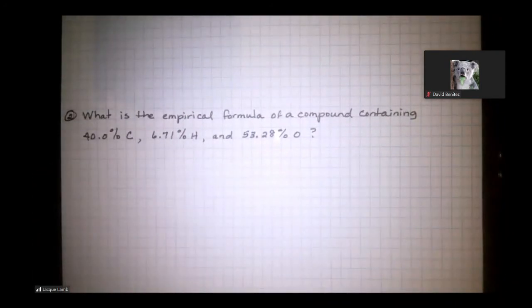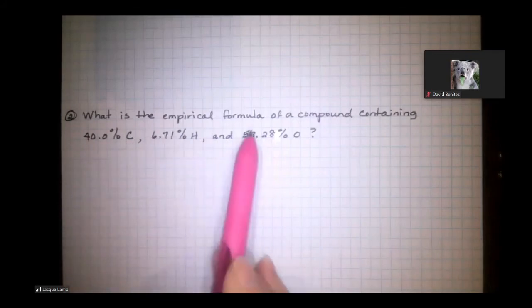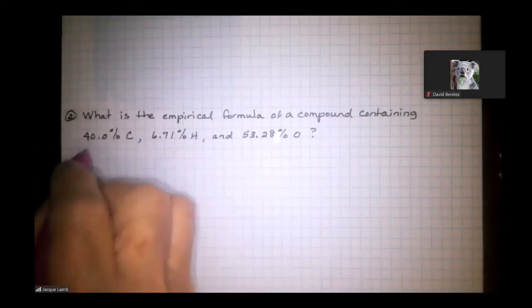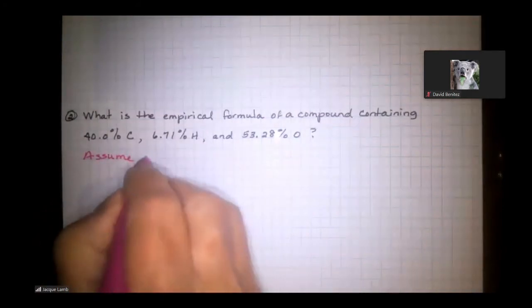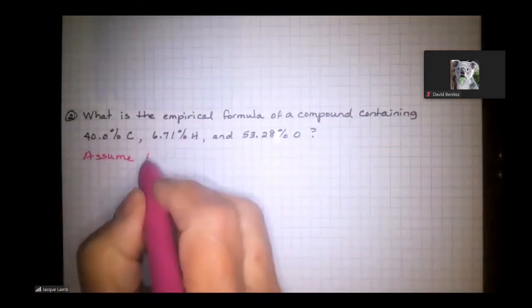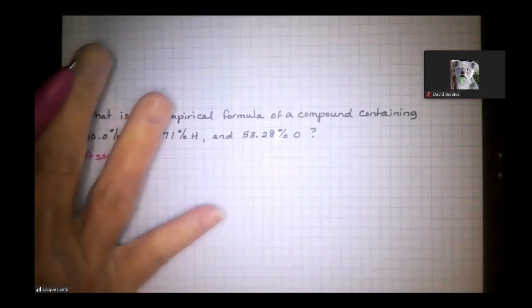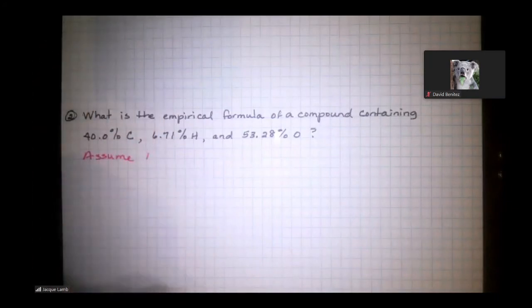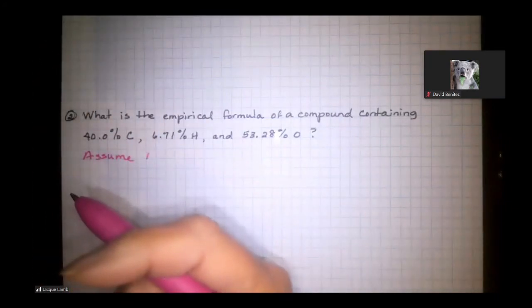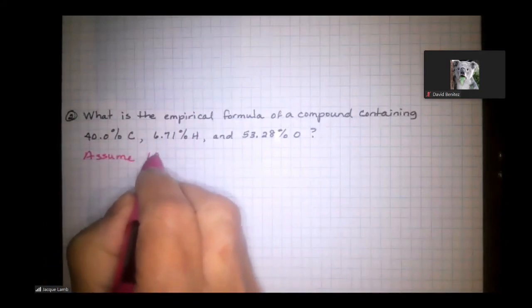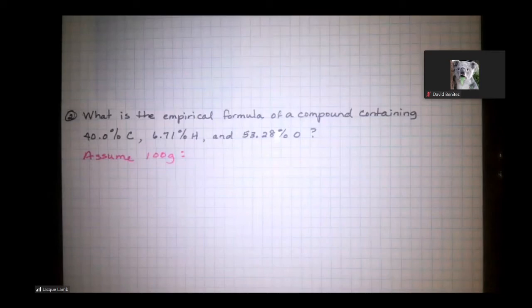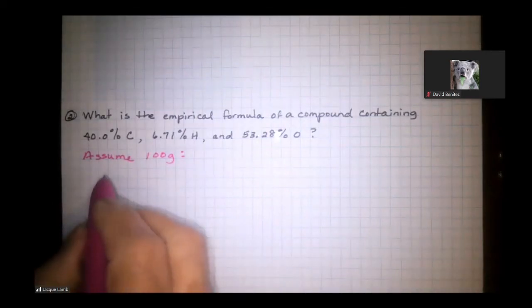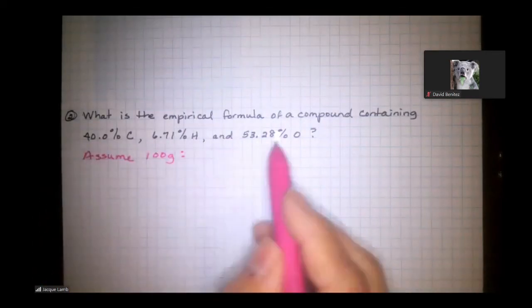In this case, I'm not given masses, I'm given percents. But as I said, I can always assume, and when I was a student, I would always say, if you're making an assumption, your professor needs to know that you're making an assumption. And so I would simply say, assume 100 grams. And then I would do the problem below that. All right. So that means that the percents become masses.